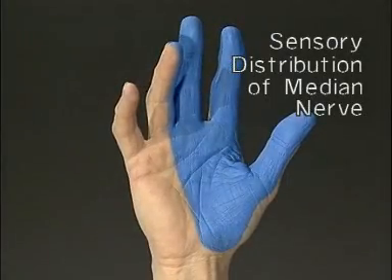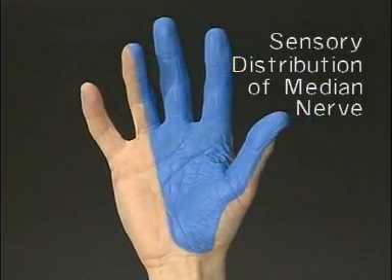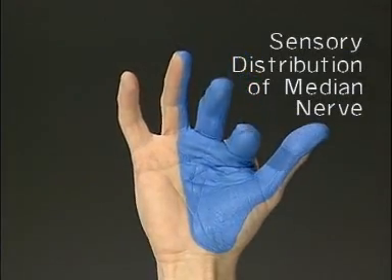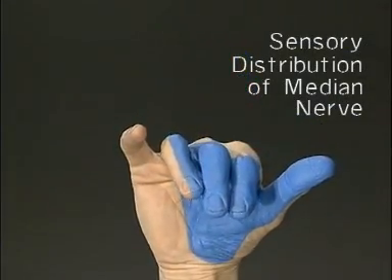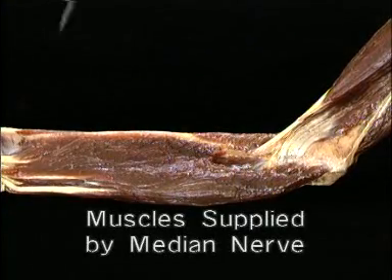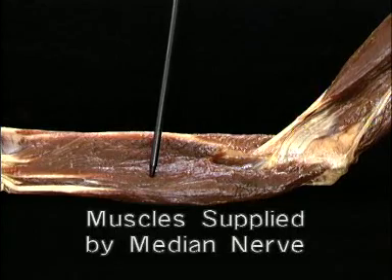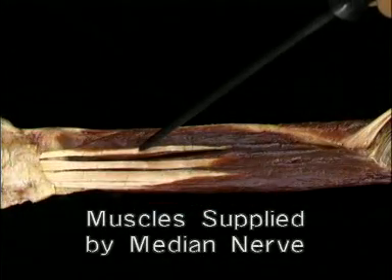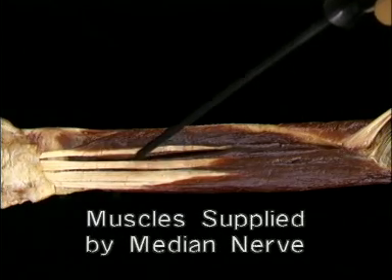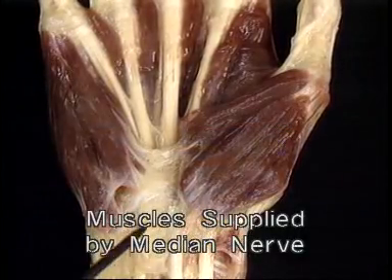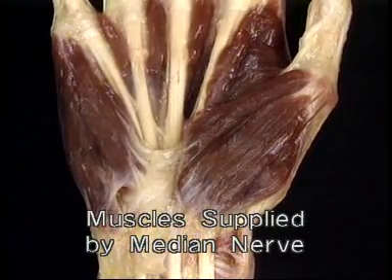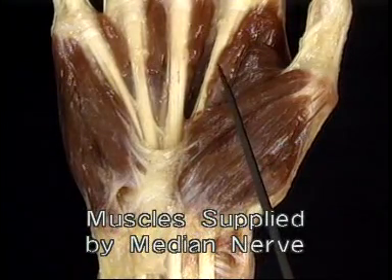The median nerve typically provides sensation to the medial half of the palm, the flexor aspect of the thumb, the index and middle fingers, and the radial side of the ring finger. Of the extrinsic hand muscles, the median nerve supplies flexor digitorum superficialis, flexor pollicis longus, and the radial half of flexor digitorum profundus. Of the intrinsic hand muscles, it supplies only the three thenar muscles and the radial two lumbricals.